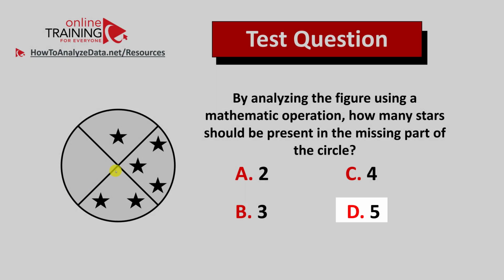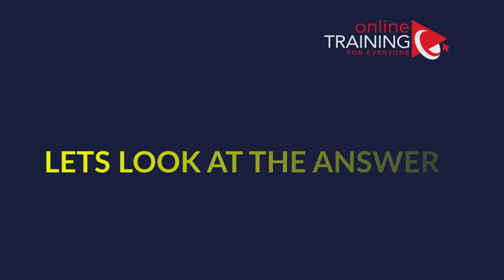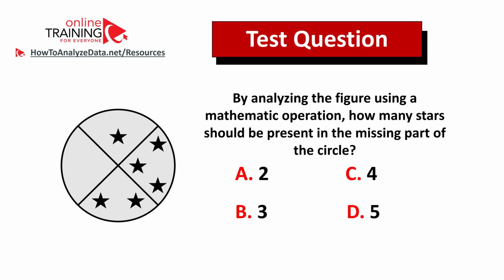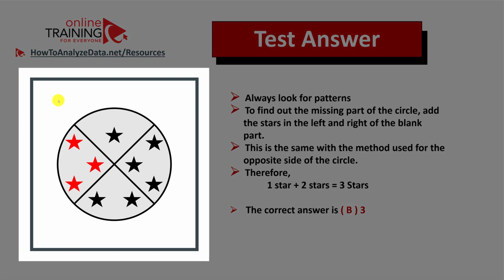So can you determine how many stars should the blank part of the circle have? Give yourself 10 to 20 seconds to see if you can come up with the answer on your own. Did you figure out the answer? Let's continue to see if we can come up with the solution together. As usual, to answer any type of question, look for patterns. And here the pattern is symmetricity. So if you draw the line in the middle of the circle from top to bottom, you will see that you need to come up with the answer that would be symmetrical.